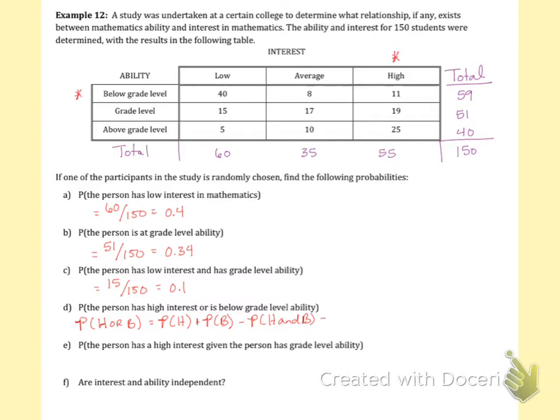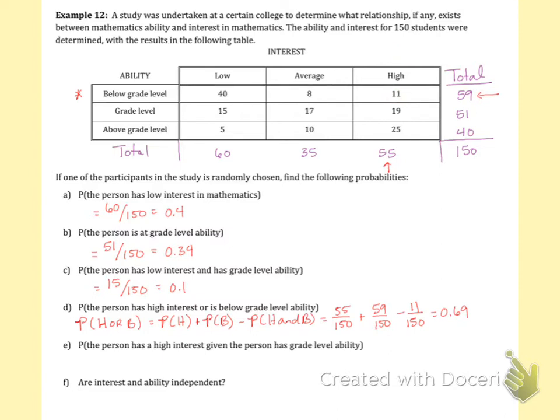So high interest, that's this column, and below grade level ability, that's this row. So the probability of high interest, that's 55 out of 150. The below grade level ability would be 59 out of 150. But notice that these 11 people were counted twice because they're counted in this total of 55 and in the total of 59. And we don't want to count anyone twice. So we subtract them off once so they're not repeated. And when we put this in our calculator, we get 0.69.